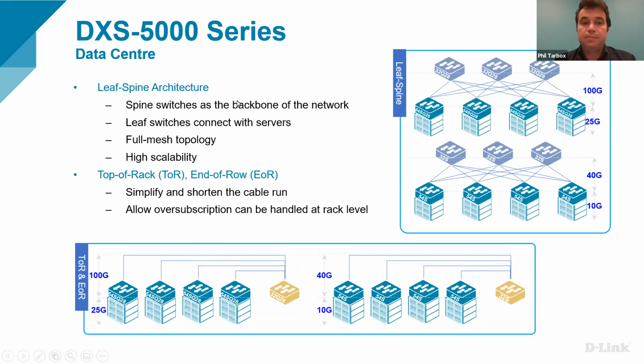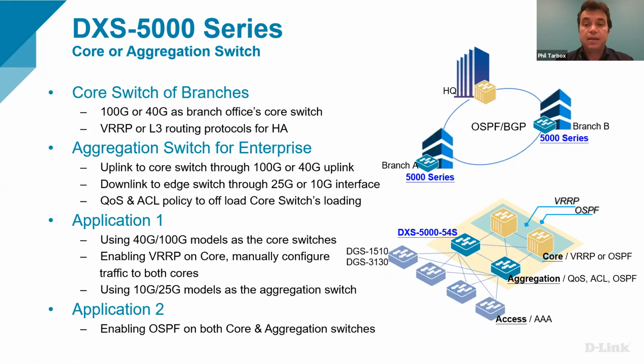So whether it's a leaf spine or a top of rack architecture, there's lots of ways that these switches can be used. And of course, with the 10 gig connectivity that is on these switches, they integrate really well with our 1510, 3130 and 3630 series of switches to be able to make the most of that high-speed connectivity as well.